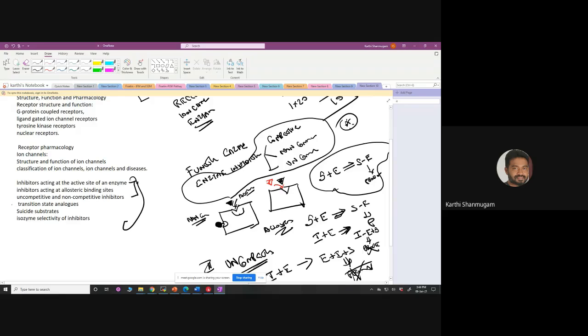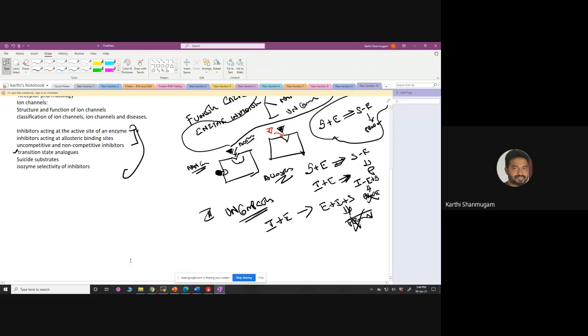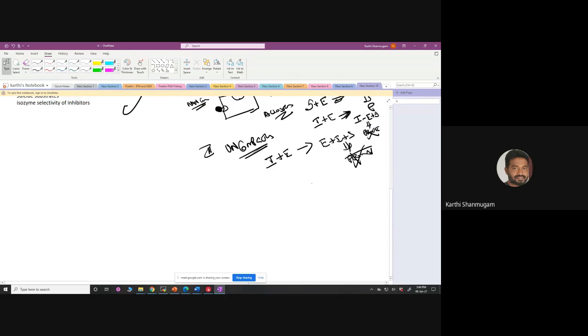So coming to the transition state analog. You might study this in your medicinal chemistry. During the conversion of substrate molecule to product, the substrate binds to the enzyme, and the enzyme converts the substrate molecule into product. It's a very normal thing. That's the main job of the enzyme.